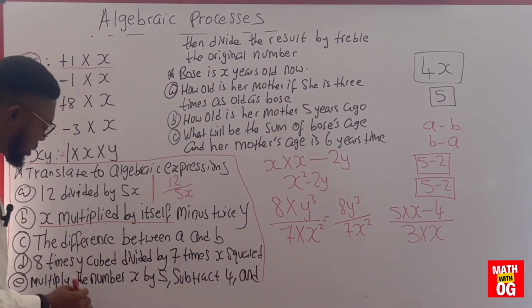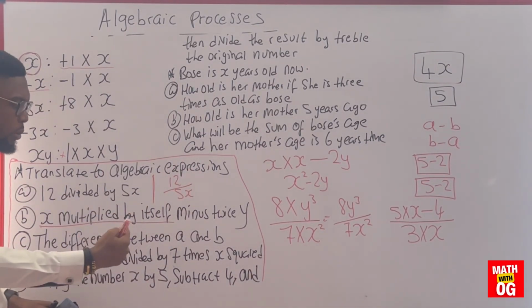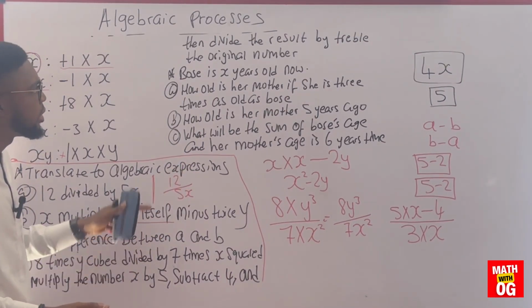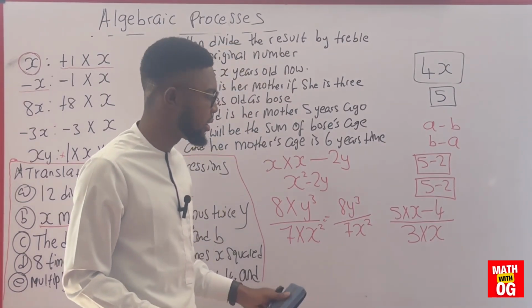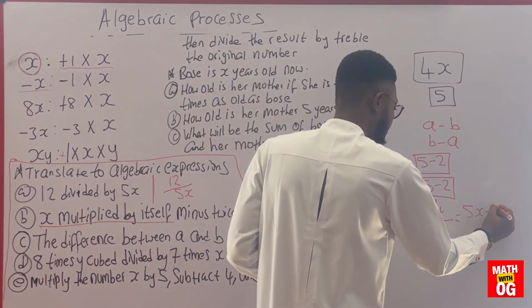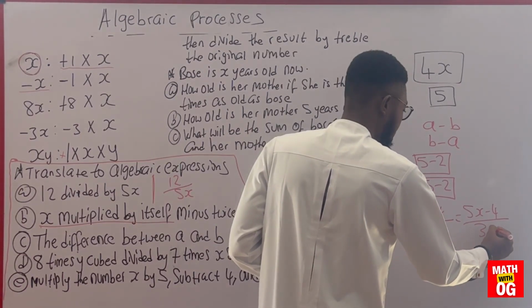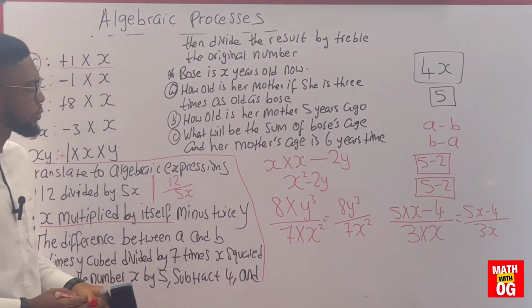So let's go over it again. Multiply the number x by 5, the original number I multiplied by 5, subtract 4, I subtracted 4, then divide the result by treble the original number. So this should give us 3 times x. So the final answer here should be 5x minus 4 all over 3x. So that should be the answer to that question.